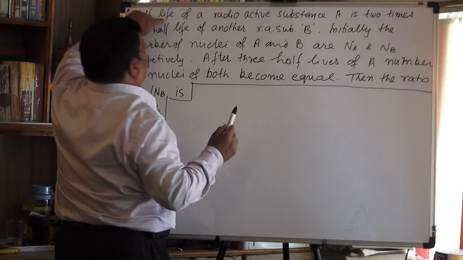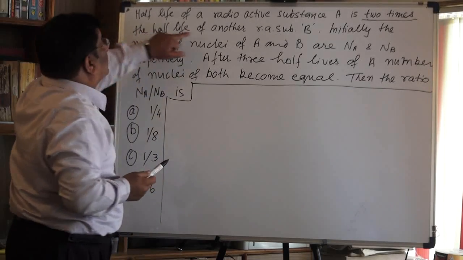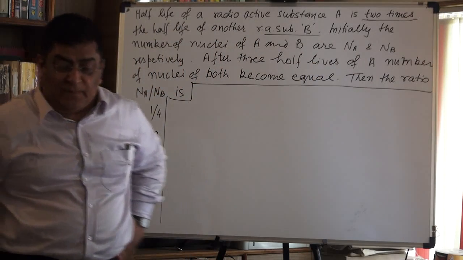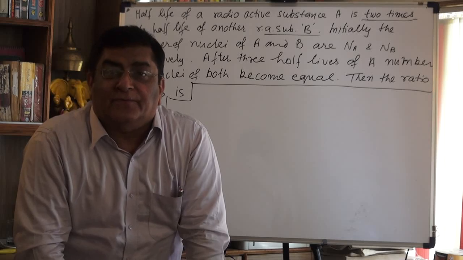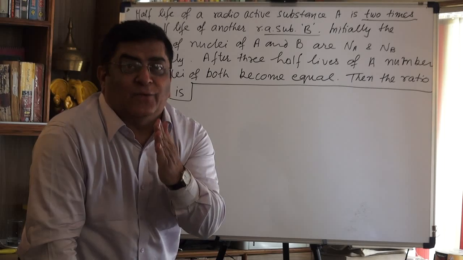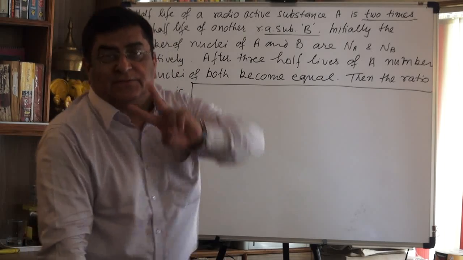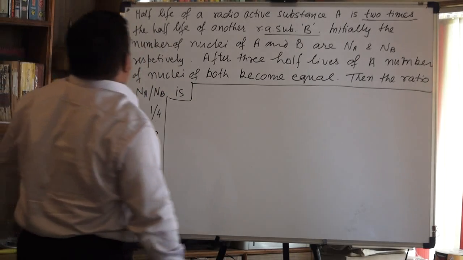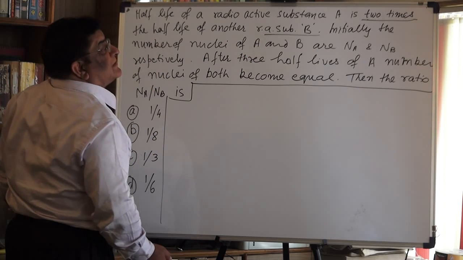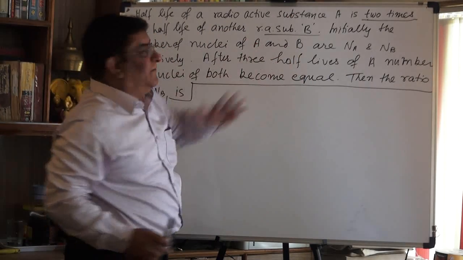The half-life of substance A is 2 times the half-life of substance B. What does it mean? When A becomes half, there are 2 half-lives of B. That means B will become half and further half, so it will become 1/4 because of 2 half-lives. Whose half-life is smaller? B has a smaller half-life, A has a larger half-life.